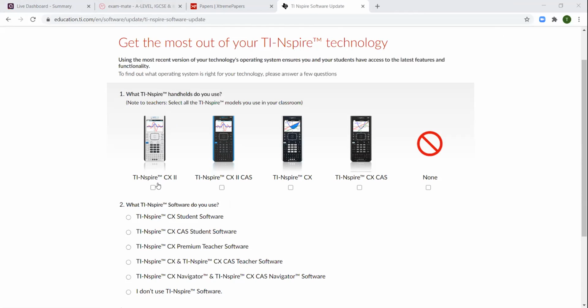So yeah, if you have your TI Inspire CX2 with you, or you are having a CAS as well, or yeah, there is one question. Will the software version be available for the older version of the handheld in future, or have you stopped updating the older version? See, we are updating the older version.